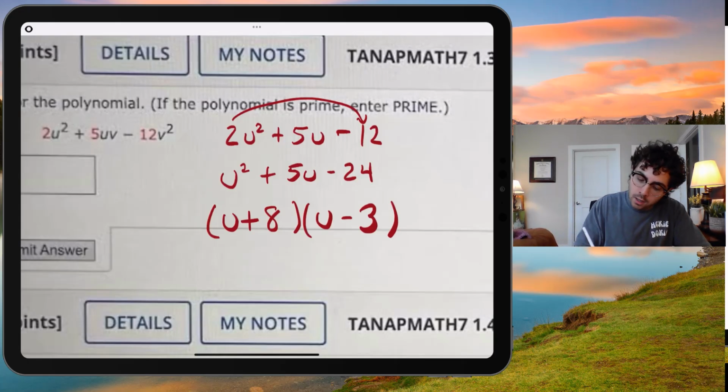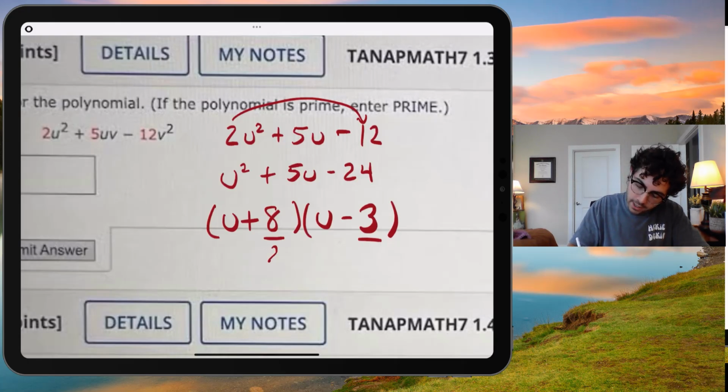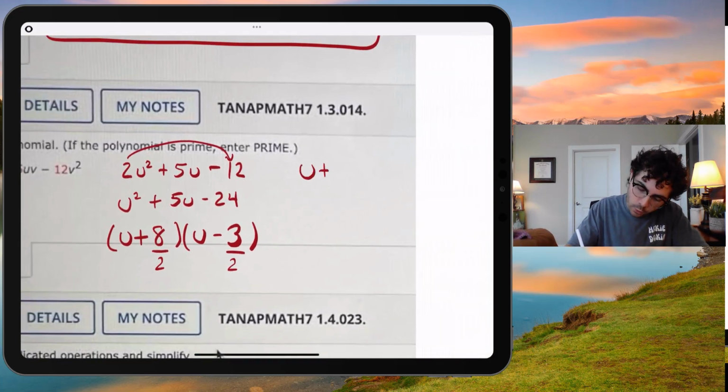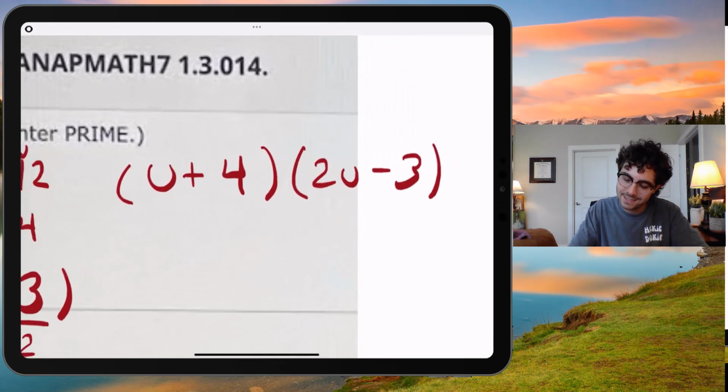So we cannot forget using the slide and divide method to not just slide, but also divide by the 2. When we do so, if it divides nicely, like the 8 over 2, we are left with u plus 4. We want to just divide it nicely and leave it like that. If it does not divide nicely, as in the 3 over 2, we're going to bring that 2 out in front. So we'll have 2u minus 3.